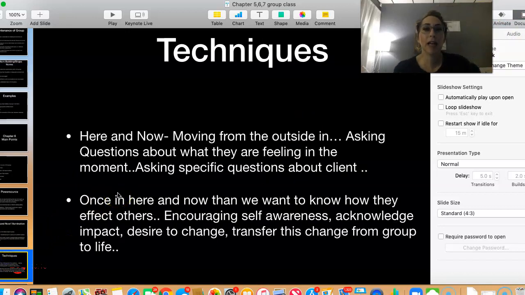Moving from the outside and asking questions about what they are feeling in the moment, asking specific questions. So it's, again, bringing them back to here and now. And once they're in the here and now, then we want to know how they affect others. So how does this affect the people around us? Encouraging self-awareness, acknowledge how it impacts their desire to change, transfer this change from group to life, like, this is how this looks here. How could this affect your family if you were to do this more often?